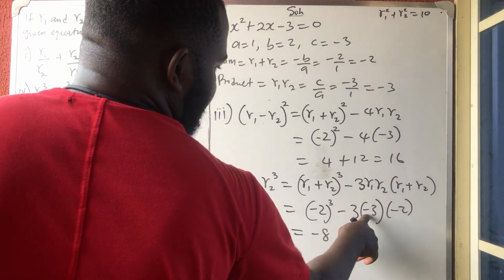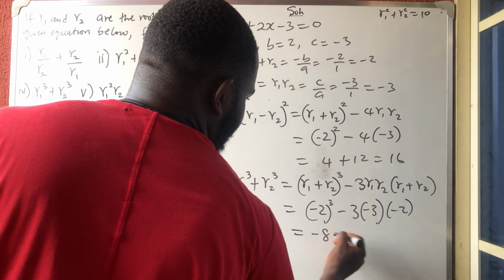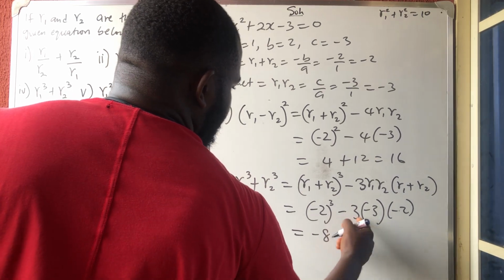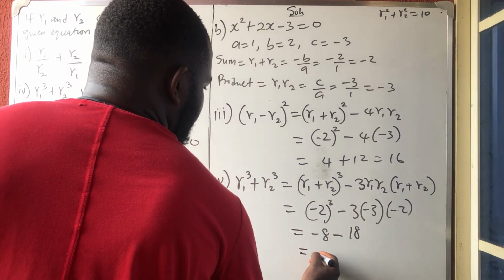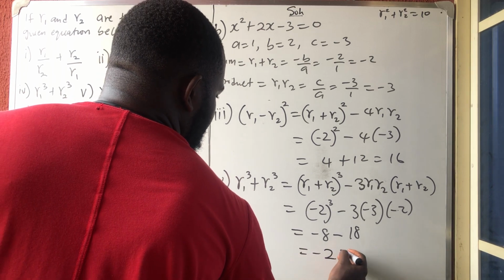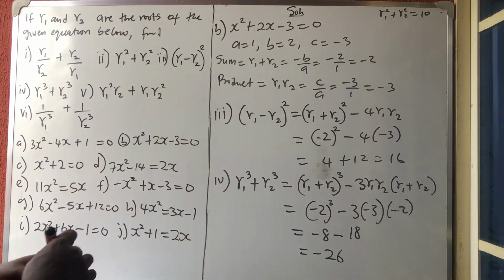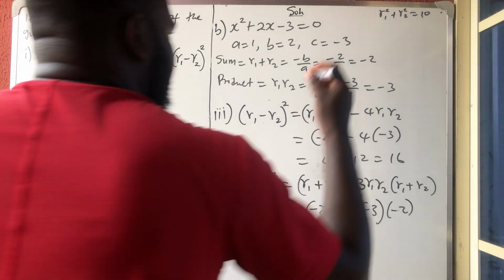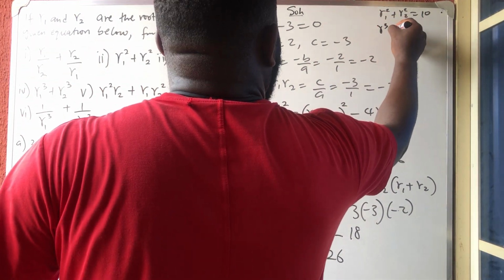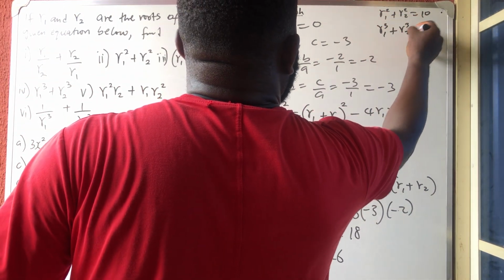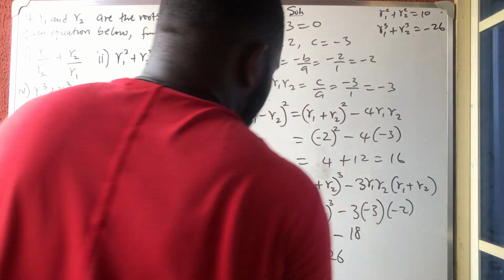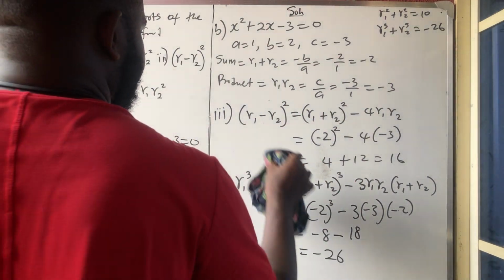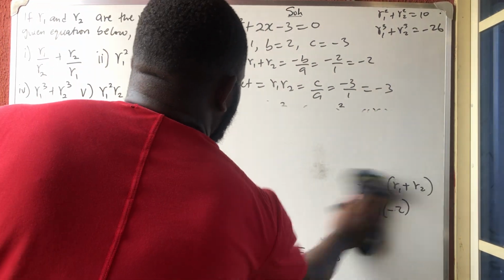Minus minus plus minus is minus. So I'm having minus 18. 3 times 3 is 9, times 2 is 18, which gives minus 26. So I got R1 cube plus R2 cube as minus 26. I'm going to use it. So let's move to the next one.